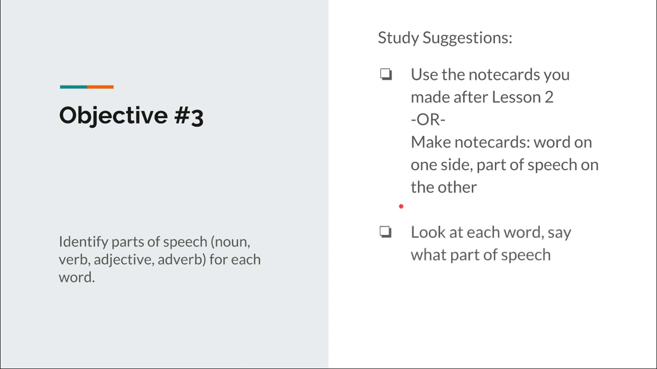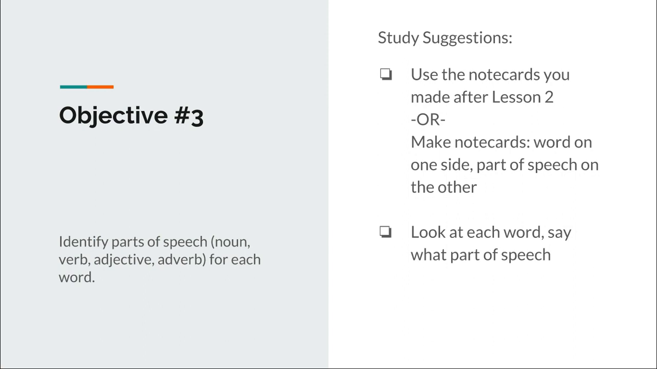And then again, quiz yourself. Look at each word and then try to say what part of speech it is. Say, okay, discredit, I know, that's a verb. And then I would flip it over and I would check and be like, yes, I got it correct. Or if I said that it was a noun, I would say, no, I do not have it correct. And then I would put that one in a pile of ones that I don't know.